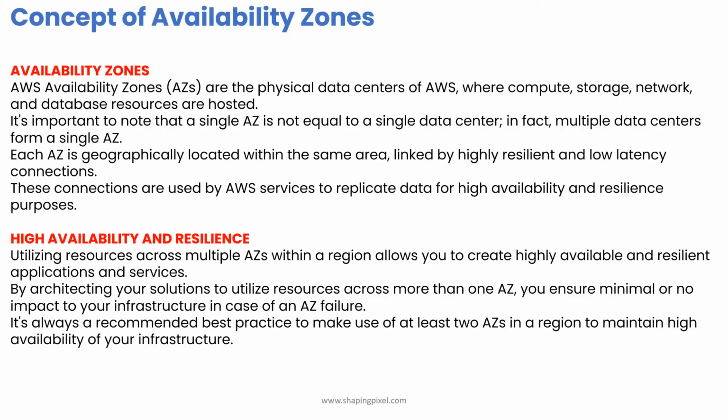AWS Availability Zones are the physical data centers of AWS, where compute, storage, network, and database resources are hosted. It's important to note that a single AZ is not equal to a single data center. In fact, multiple data centers form a single AZ. Each AZ is geographically located within the same area, linked by highly resilient and low latency connections. These connections are used by AWS services to replicate data for high availability and resilience purposes.